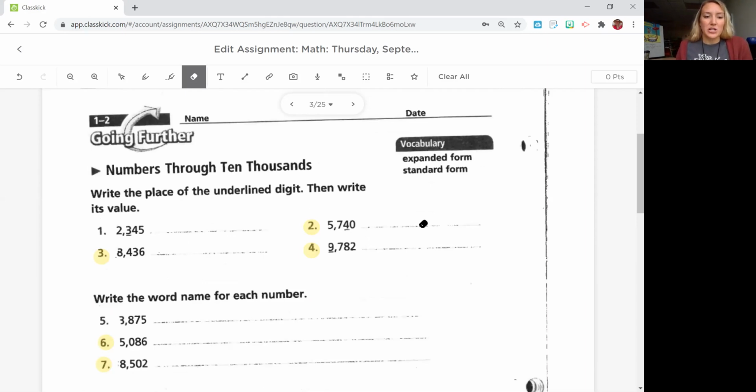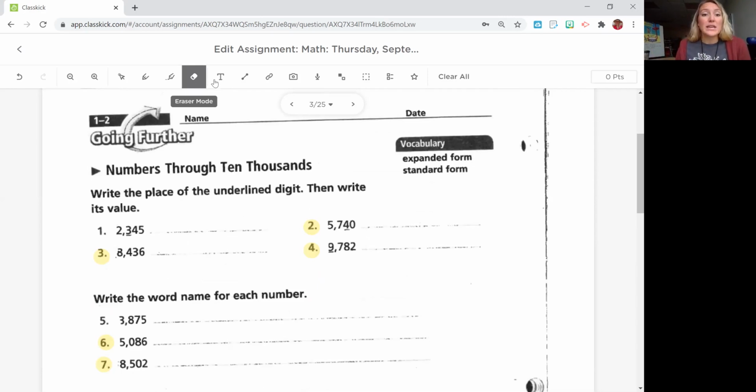On this first section, it says, write the place of the underlined digit, then write its value. So if you can see, the 3 is underlined. What place value is the 3 in? It's in the hundreds place. And then I need to write its value. The value is what that 3 is worth. So it's really not just 3, right?